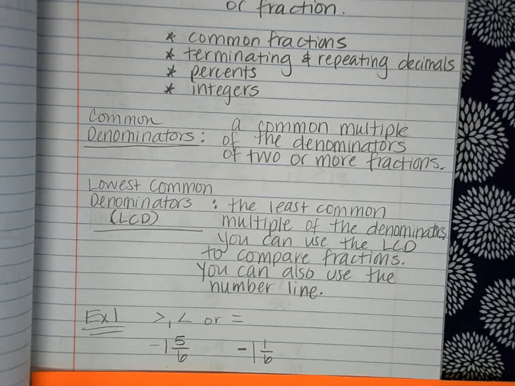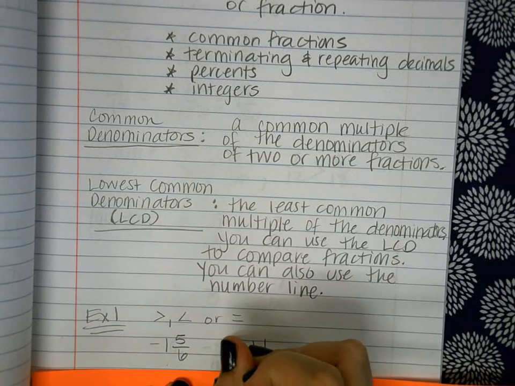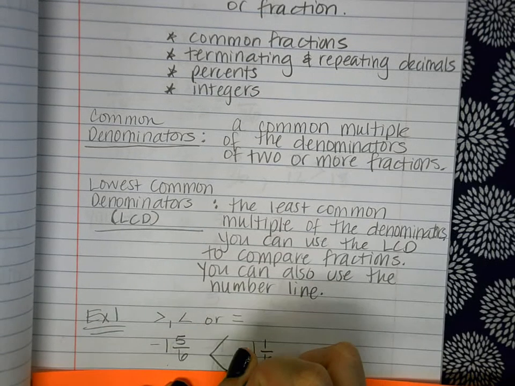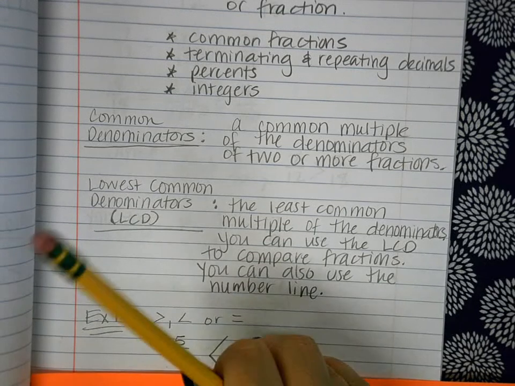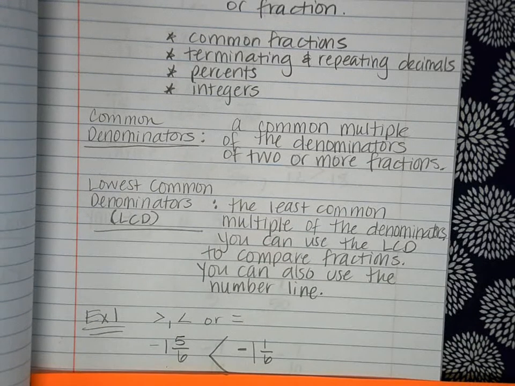Okay, so here's the answer. Those that said the right side was bigger are correct because we're looking at negative numbers, so we have to think opposite, right? So the -5/6 will be farther to the left on the number line. The -1 and 1/6 will be farther to the right, closer to 0. It means it's bigger.